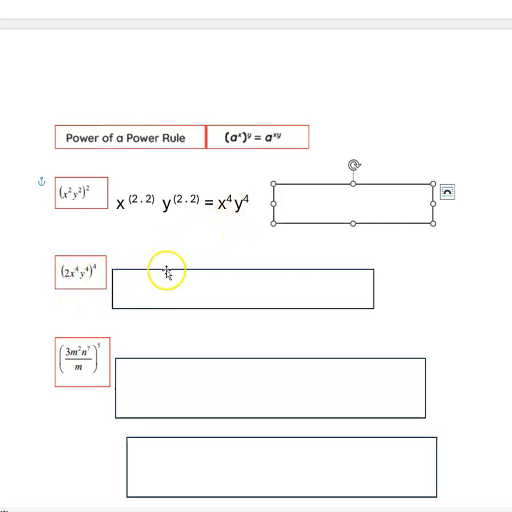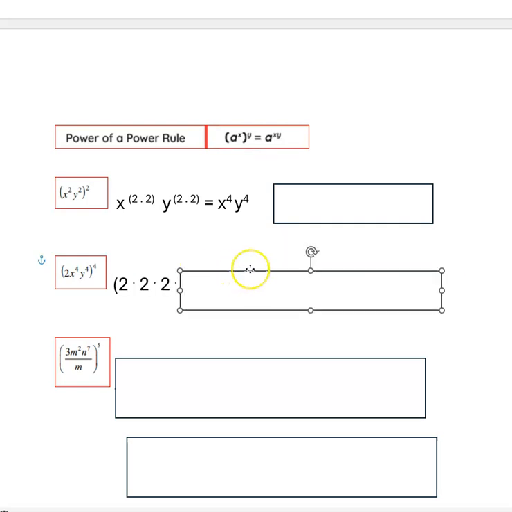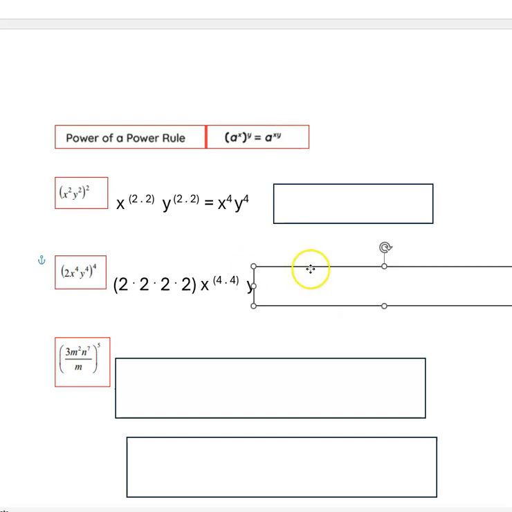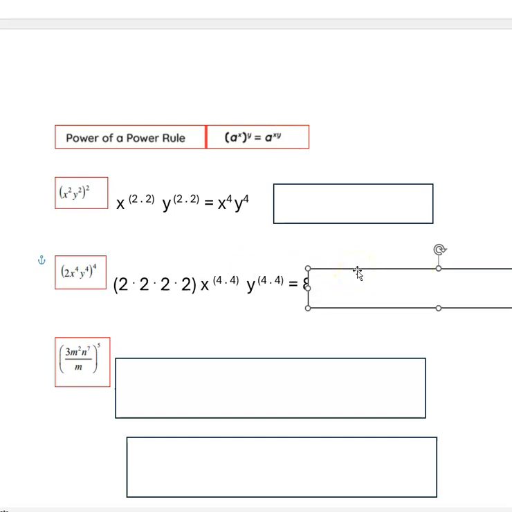If I have a coefficient, I need to do the coefficient to that power. So I typed it out as 2 times 2 times 2 times 2, but you could say 2 to the 4th power. And then I have x to the 4th power, y to the 4th power, and you see I get 16x^16y^16.